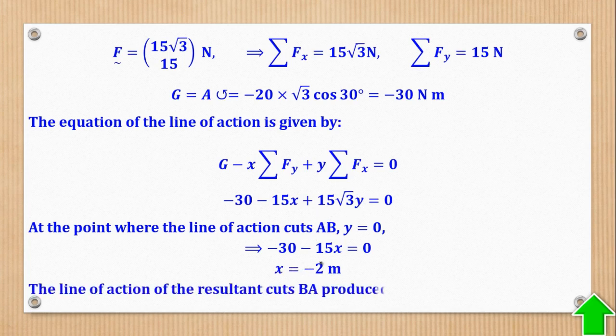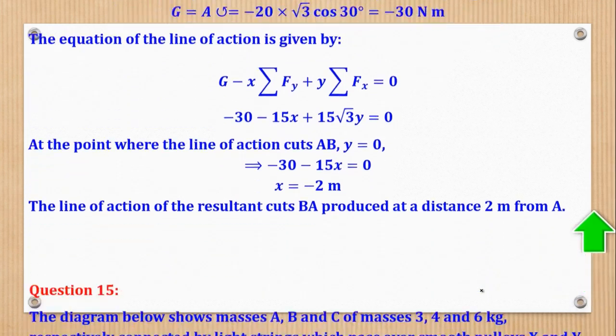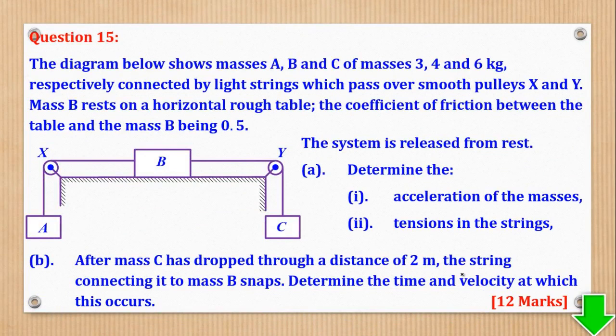Therefore, we'll conclude that the line of action of the resultant cuts BA produced at a distance 2 meters from A. So that was question 14. Now we shall go to question 15.